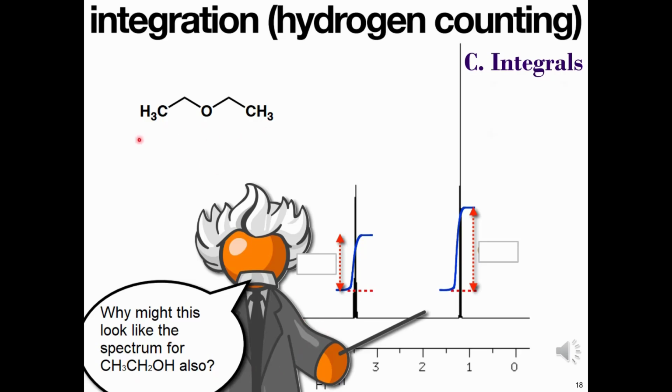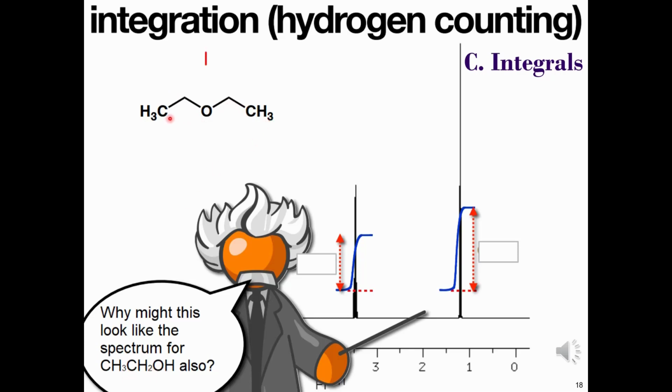Pause the video and think about this. Resume when you have an answer. The bonding in the ether and the alcohol has the same type of connectivity. That's a methyl followed by a methylene group that's connected to an oxygen atom. However, diethyl ether has double the number of protons than ethanol.